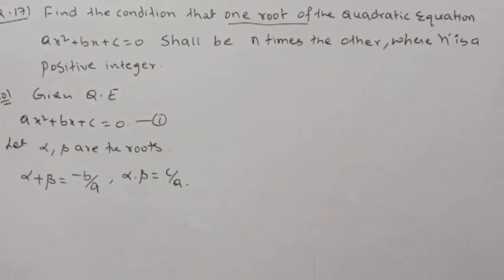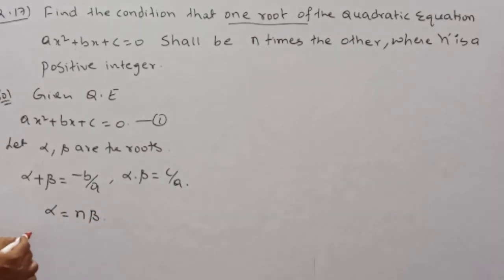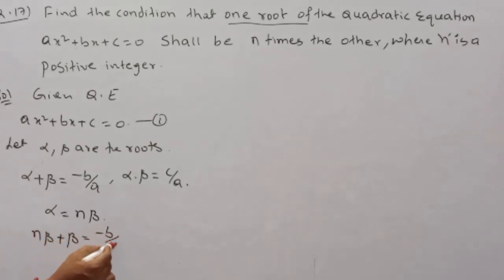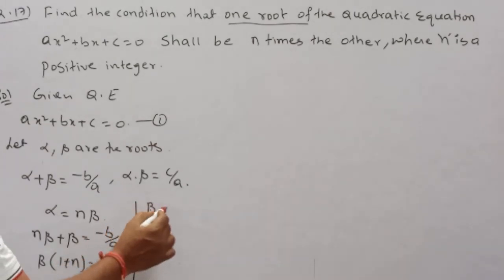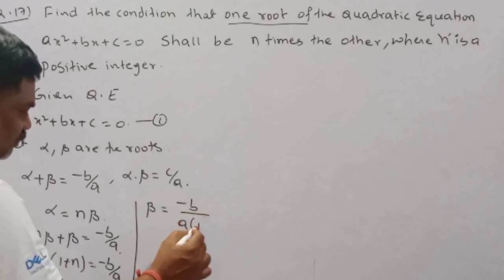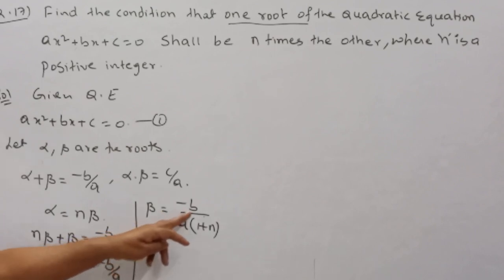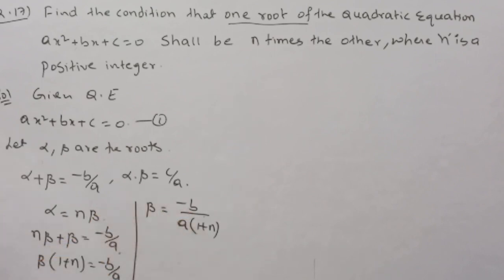That means let one root be alpha. Alpha is equal to n beta. Then you substitute: n beta plus beta is equal to minus b by a. Beta common, 1 plus n is equal to minus b by a, and beta is equal to minus b by a of 1 plus n.